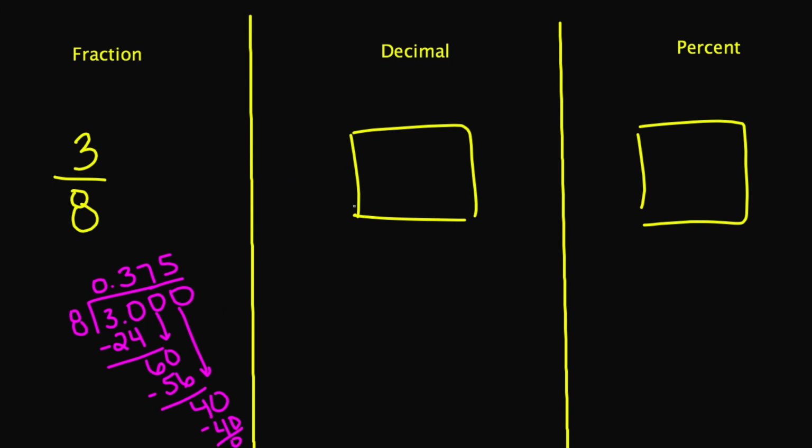So as a decimal, your answer is going to be 0.375. And if I needed to figure out my percentage, I'm just going to move 2 decimal places to the right. So we do 1, 2. It puts me right here between the 7 and 5. So your answer is going to be 37.5%.